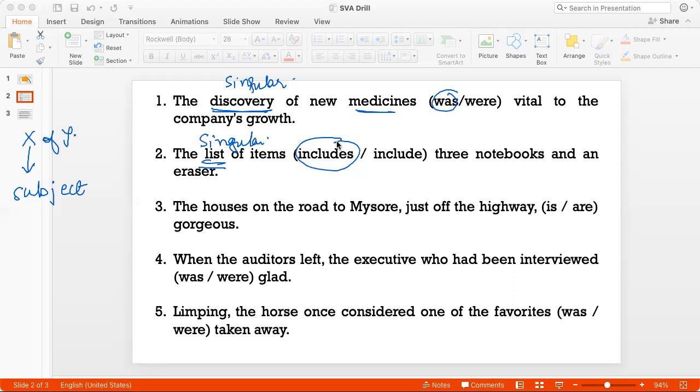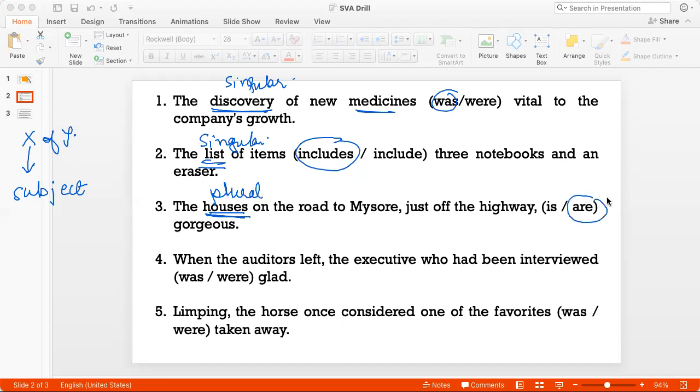The houses on the road to Mysore, just off the highway, is or are gorgeous. What is being described as gorgeous? The houses. The houses on the road to Mysore, just off the highway. And since houses is plural, I would choose are.